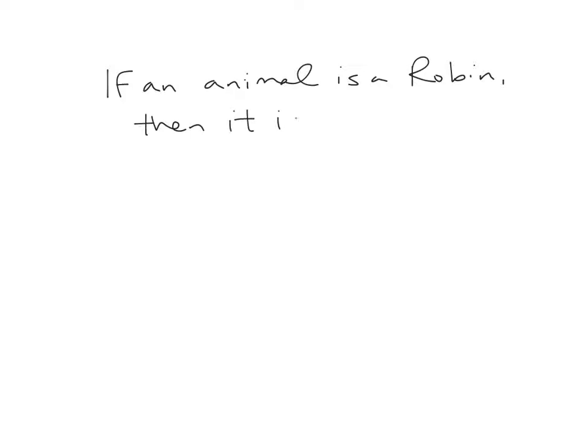So if I did something like, if an animal is a robin, then it is a bird, okay? If I were going to make a Venn diagram for this, now a lot of you are probably thinking of Venn diagrams like this, right? Is that what you remember from a Venn diagram? Okay. With conditionals, they don't look like that.